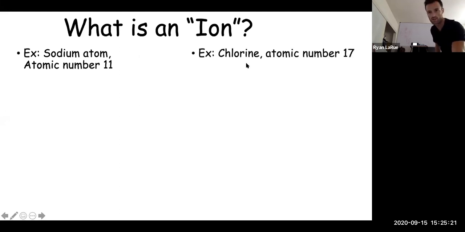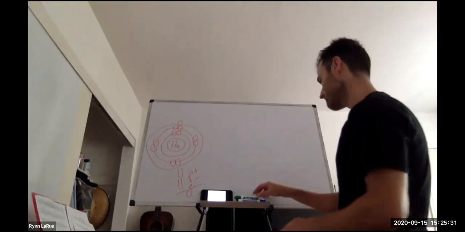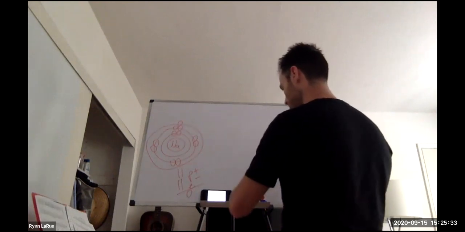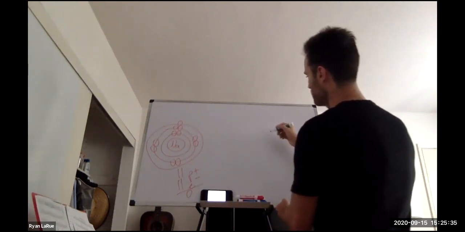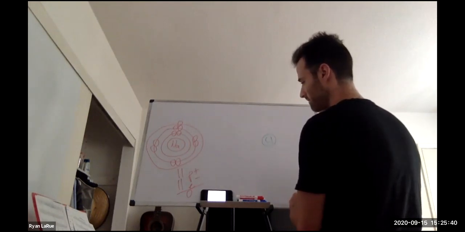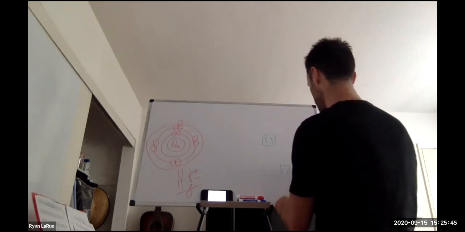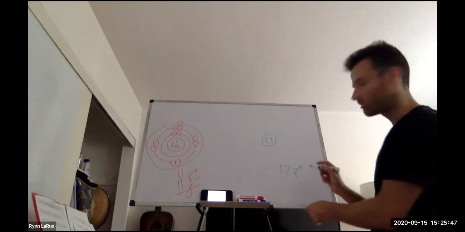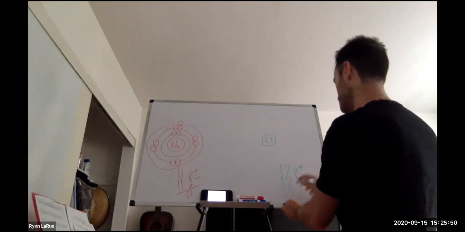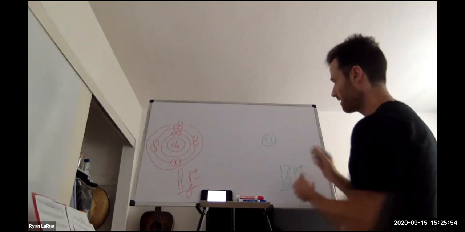Okay, let's take a moment to look at another atom. Chlorine. Chlorine has atomic number 17. So let's draw chlorine. Chlorine in green. Chemical symbol in the nucleus here. So a chlorine atom has 17 protons. Working with neutral atoms, we have 17 electrons for no charge. 17 electrons.